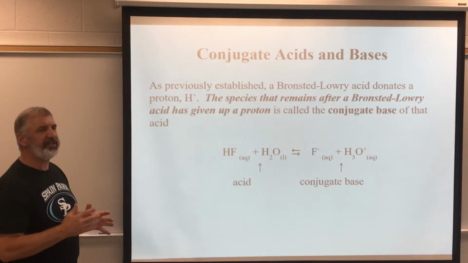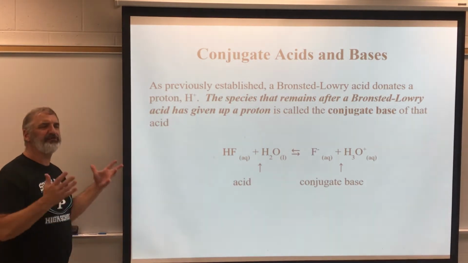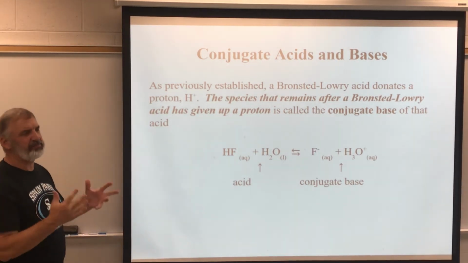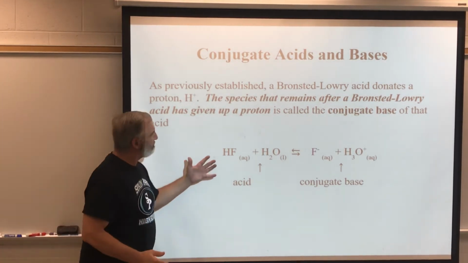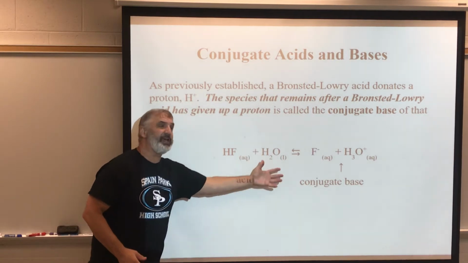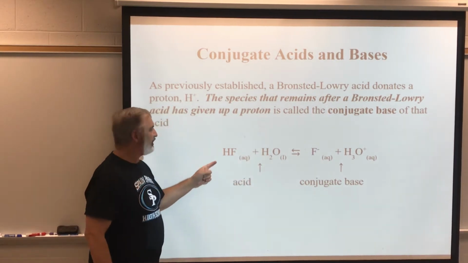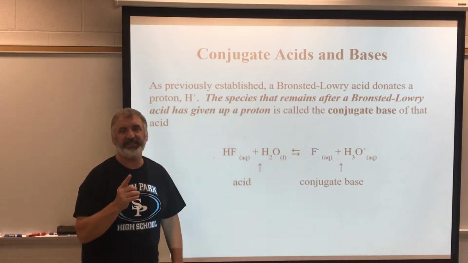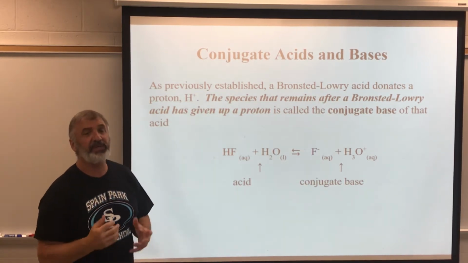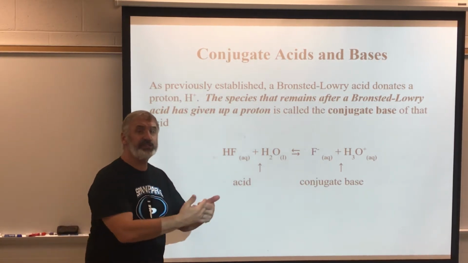So we have to look at the acid-base definition from the Bronsted-Lowry perspective. We have to look at that in terms of left to right and right to left. So when I'm looking at HF, remember, a Bronsted-Lowry acid is an H+ donor. A Bronsted-Lowry base is an H+ acceptor.